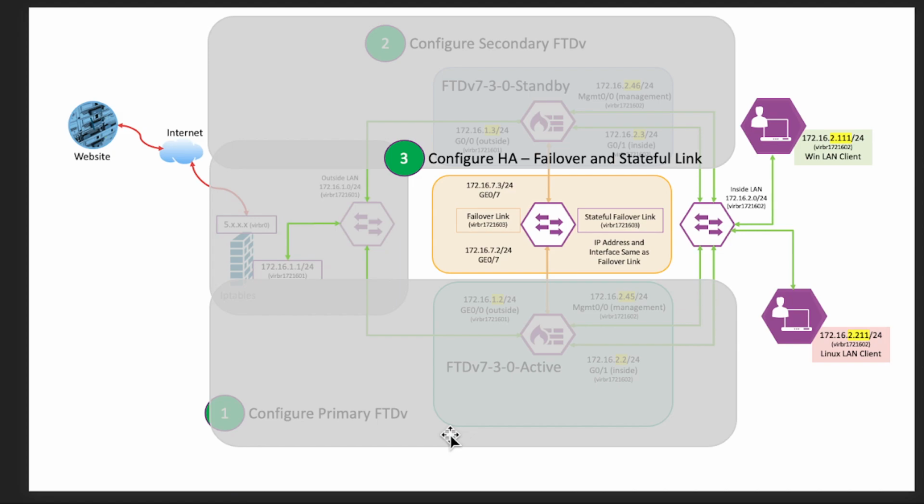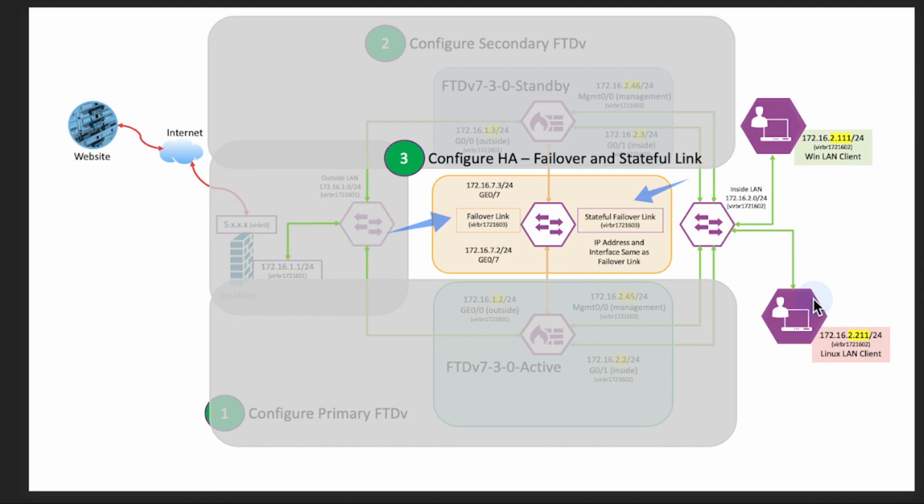Now you can configure the failover link as well as the stateful failover link as two separate interfaces in two separate networks. But for this tutorial, we're going to use the same failover link interface and network for the stateful failover link. So we don't need to configure two separate sets of IP addresses and use two different interfaces and two virtual switches. Depending on your setup, if it's a small setup, this is sufficient.